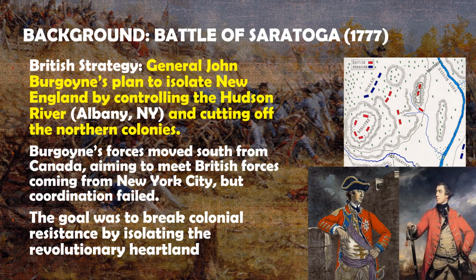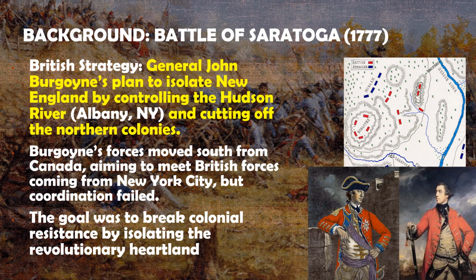There was a British general named John Burgoyne, who was stationed in British Canada, and his plan was to isolate New England, basically Boston, by controlling the Hudson River. Technically, part of the Hudson River was located near, or relied upon, Albany, New York, which was in northern New York.